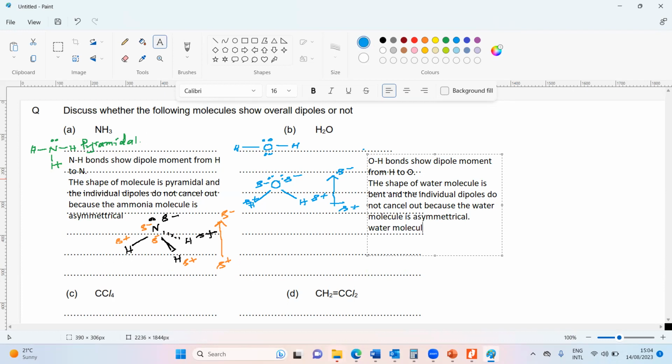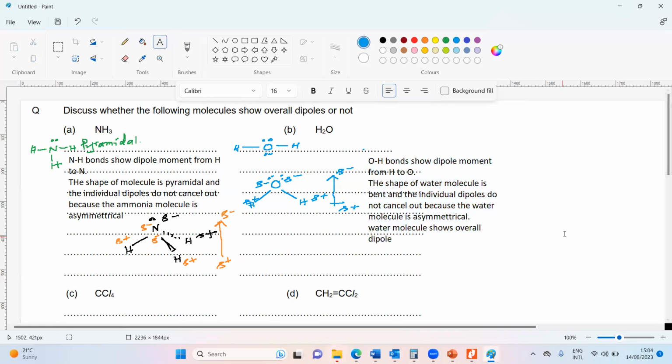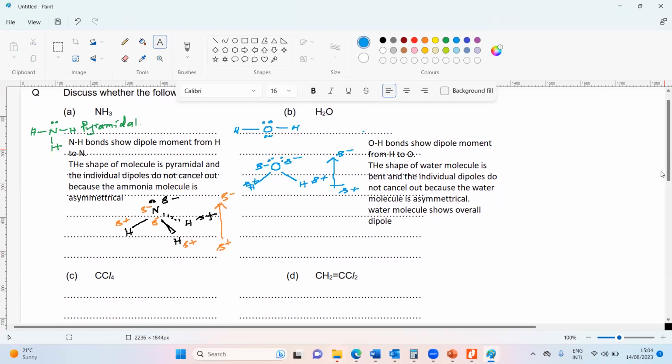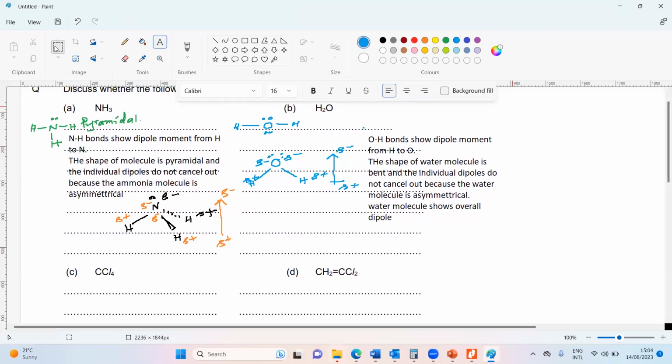Water molecule shows overall dipole. Don't take down. I will discuss the other one also.